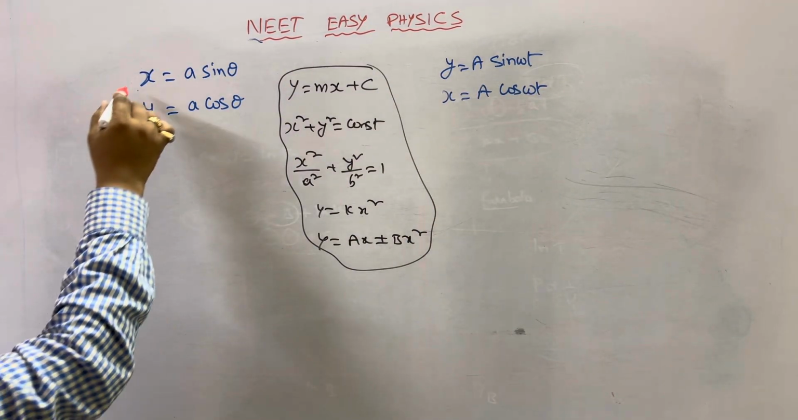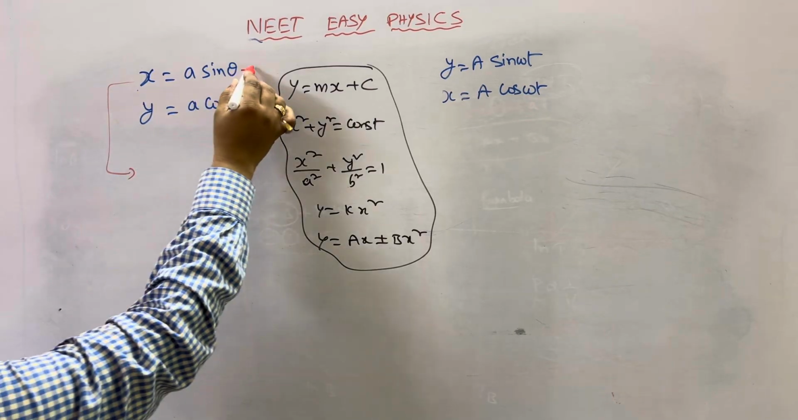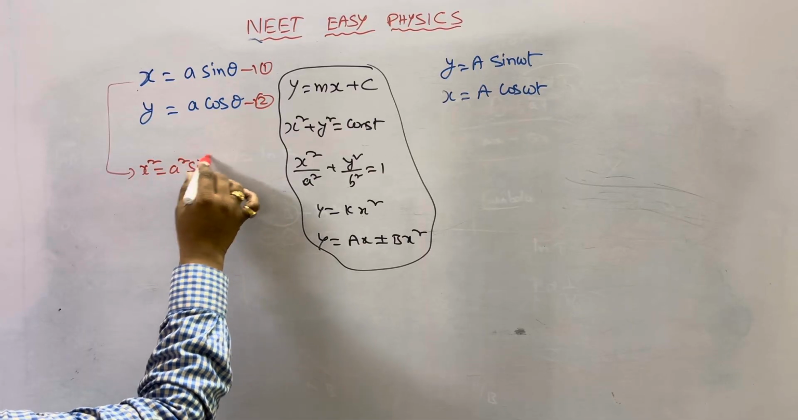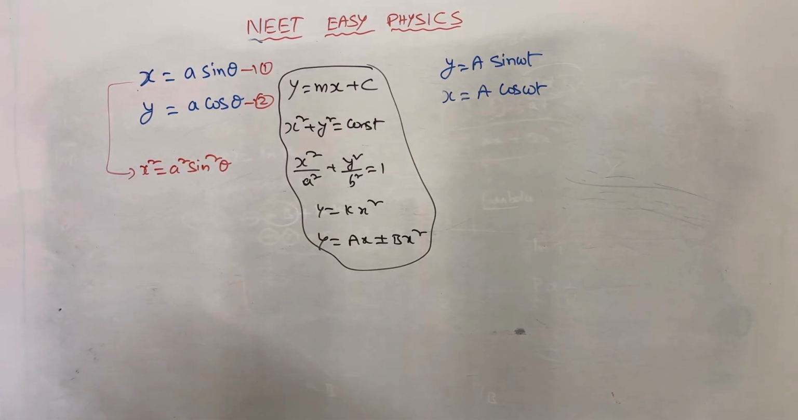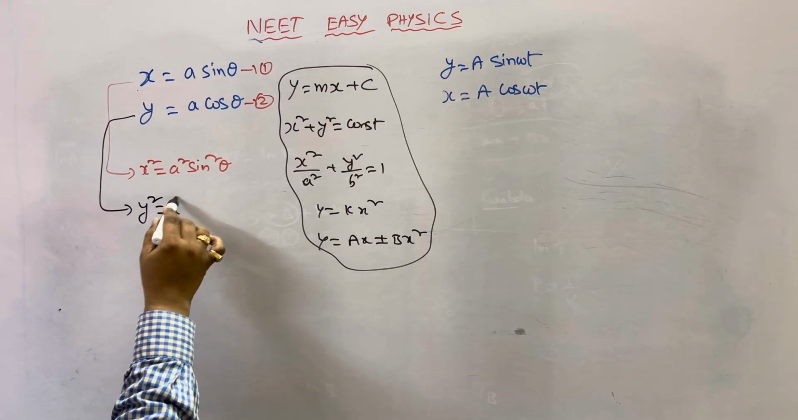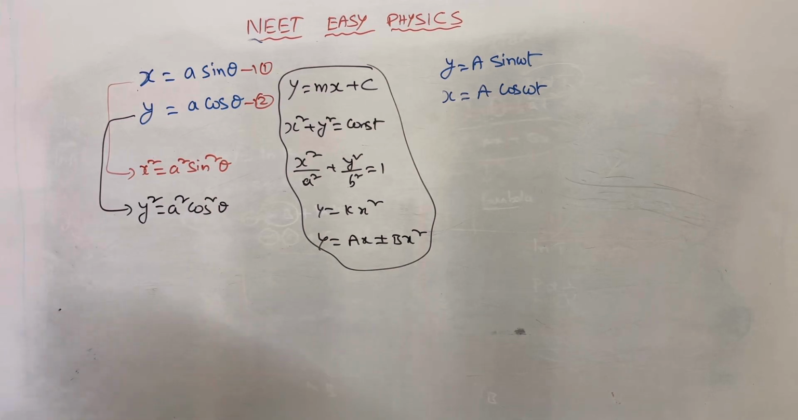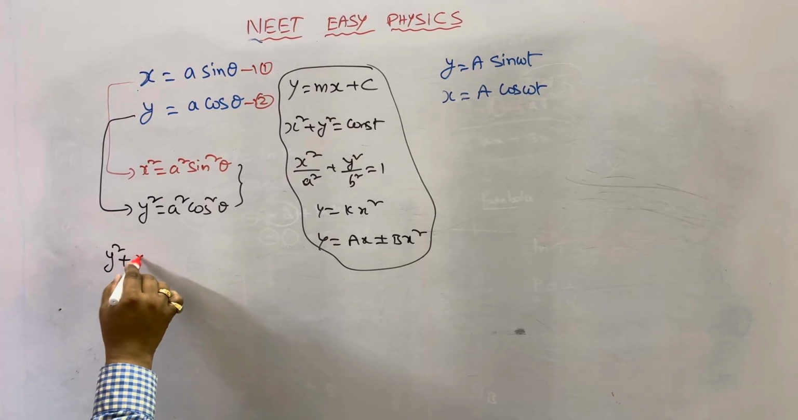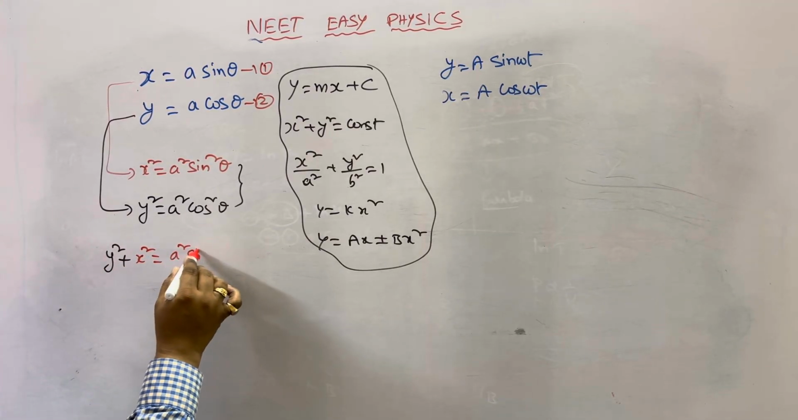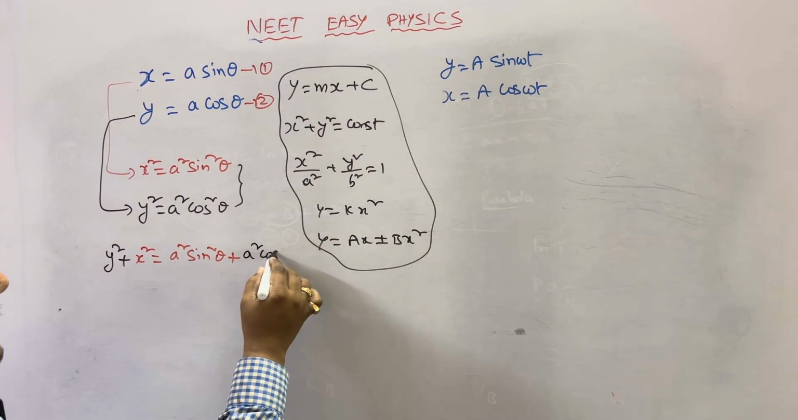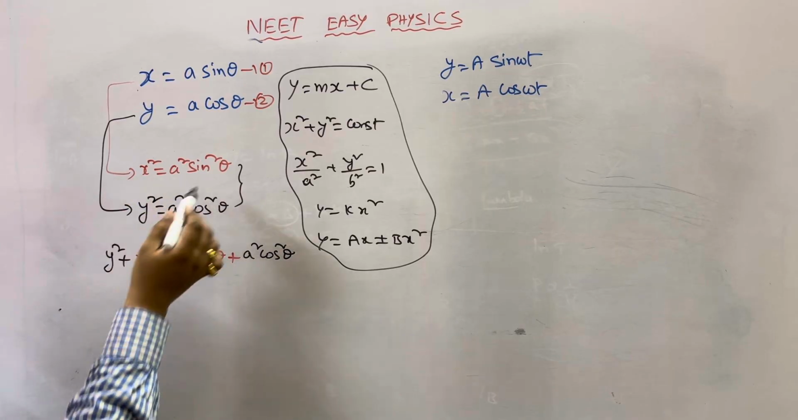Now we will square the first equation, then x square is equal to a square sin square theta. Now square the second equation, so y square equal to a square cos square theta. Now add these two equations. What will you get? y square plus x square equal to a square sin square theta plus a square cos square theta.